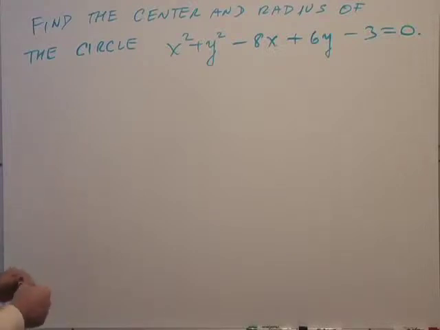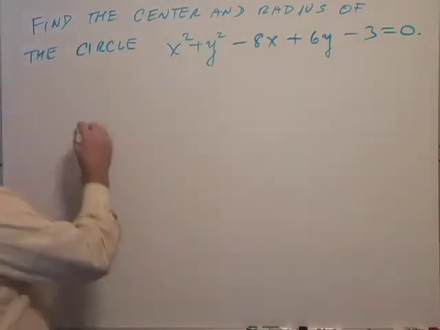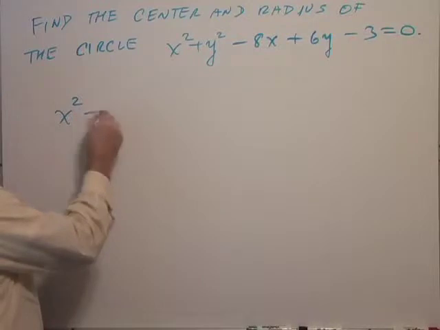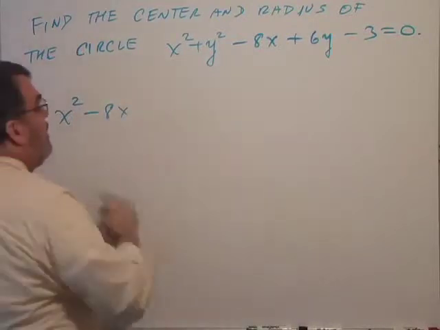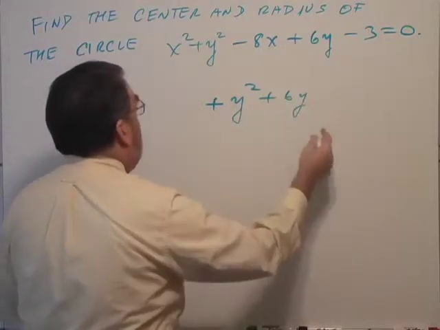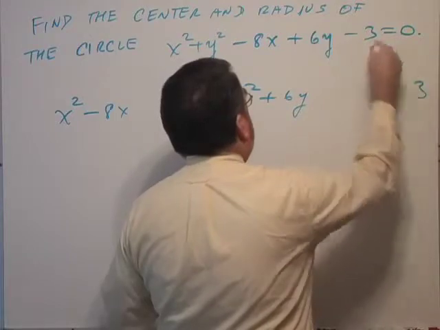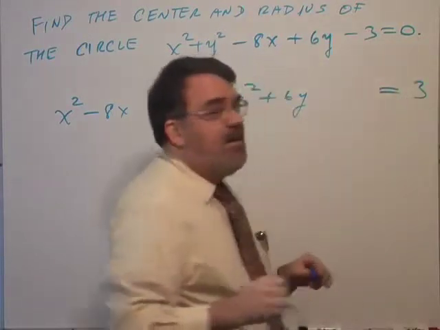Here are the steps you follow. I'm going to first separate the x's and y's, and I'm going to leave some spaces too, so watch how I write this. I'm going to have x squared minus 8x, and I'll leave a space, plus y squared plus 6y, and I'll leave a space. Now I'm going to add 3 to both sides so that this negative 3 comes over to the right side as positive 3.